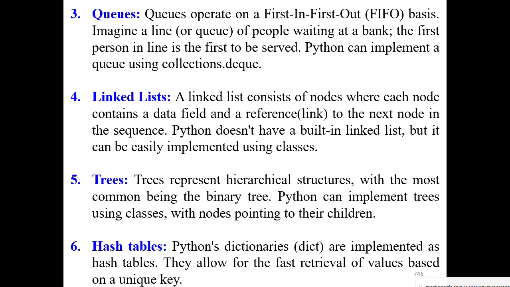Then a tree is a collection of elements connected by links in a hierarchical structure, with the most common being the binary tree. Python can implement trees using classes with nodes pointing to their children. Then hash table: in Python, dictionaries are implemented as hash tables. They allow for fast retrieval of values based on a key.